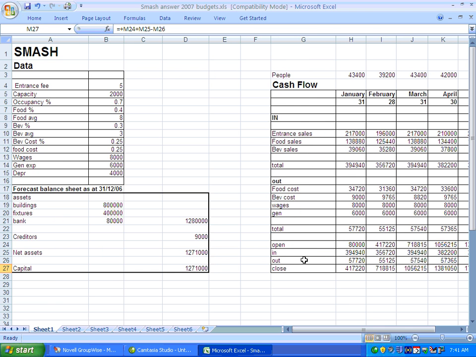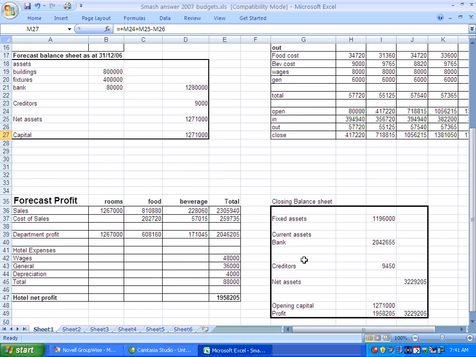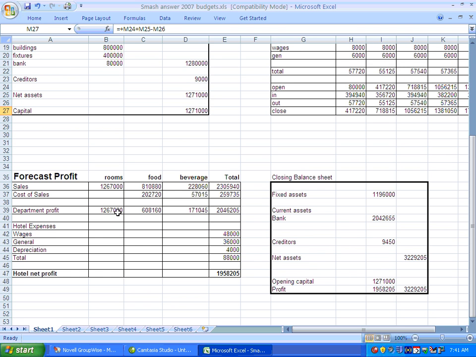Just come across, look at our profit and loss account. Now I've done this in departments. You don't have to do this. You can just put totals in if you like, but I've just split it up into 7 departments. That, by the way, shouldn't be rooms. It should be on this one tickets or entrance fees there. So don't worry about that. That's tickets or entrance fees.